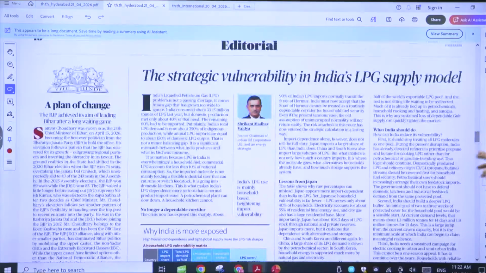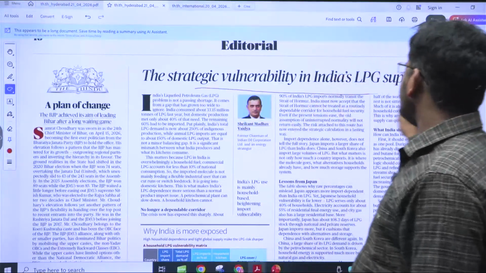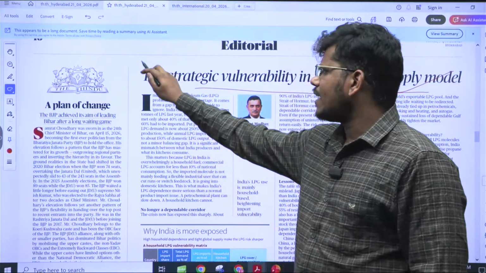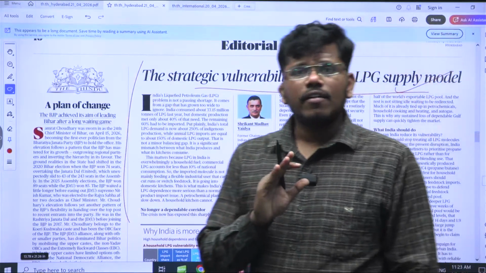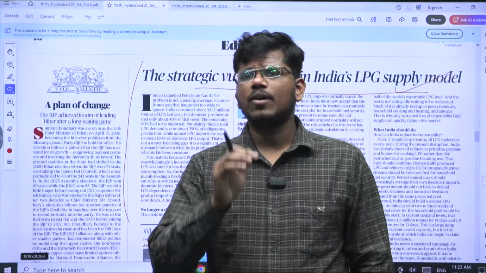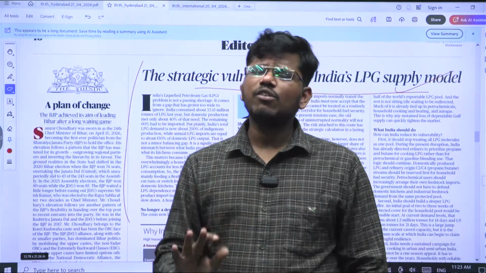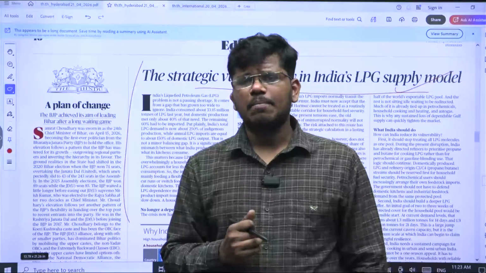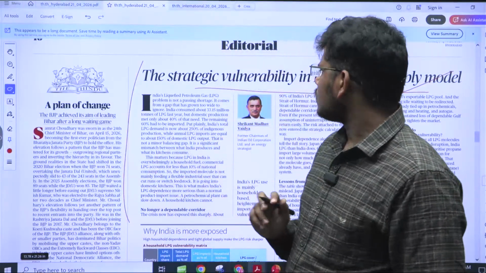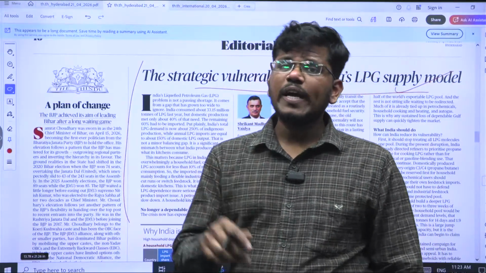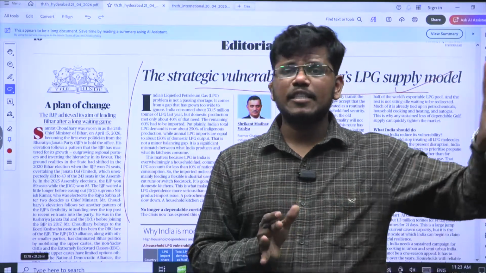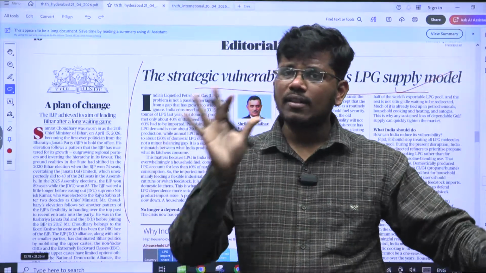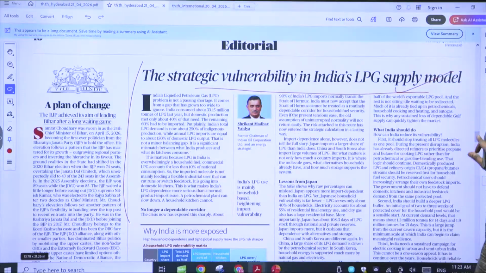Next, this editorial, the strategic vulnerability in India's LPG supply model, is very, very important. This article clearly shows that for the petroleum or fuel crisis, India somewhat effectively managed, because India has a huge storage capacity, nearly 90 days, but not with gas. That's why we are unable to supply gas to all sections of society. We only prioritize the household, but not the commercial sector. So that is important.